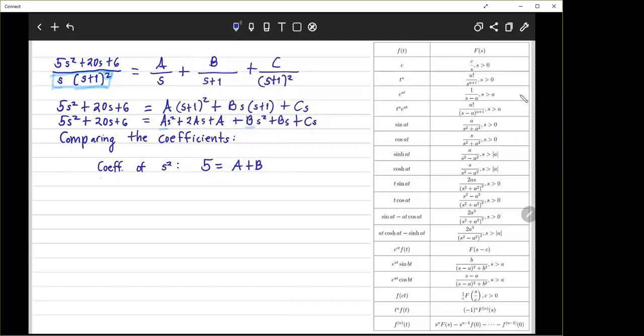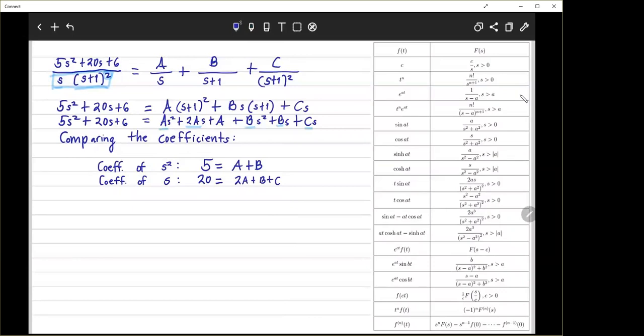So next, coefficients of s. On the left side, I have 20. On the right side, I have 2a and c rather. Ayun, c pa. So 2a plus b plus c.